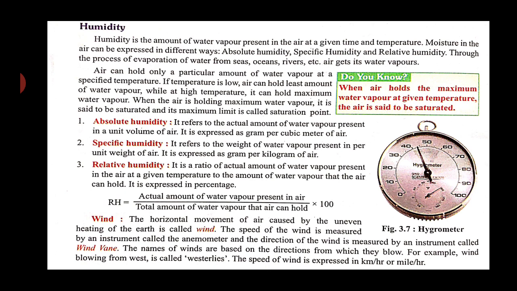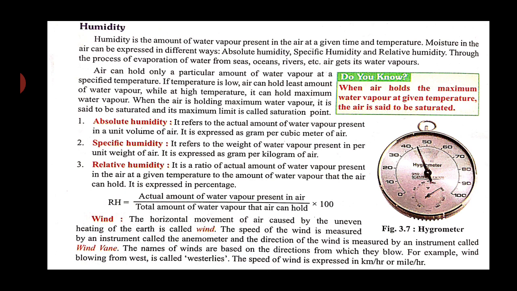Now it is also shown in figure 3.7. The next heading is wind. As we studied in the previous heading, humidity, what is wind? The horizontal movement. Horizontal movement means a straight movement above the surface of the earth. That is, the horizontal movement of air caused by uneven heating of the earth is called wind. Wind is measured with the help of a wind vane.